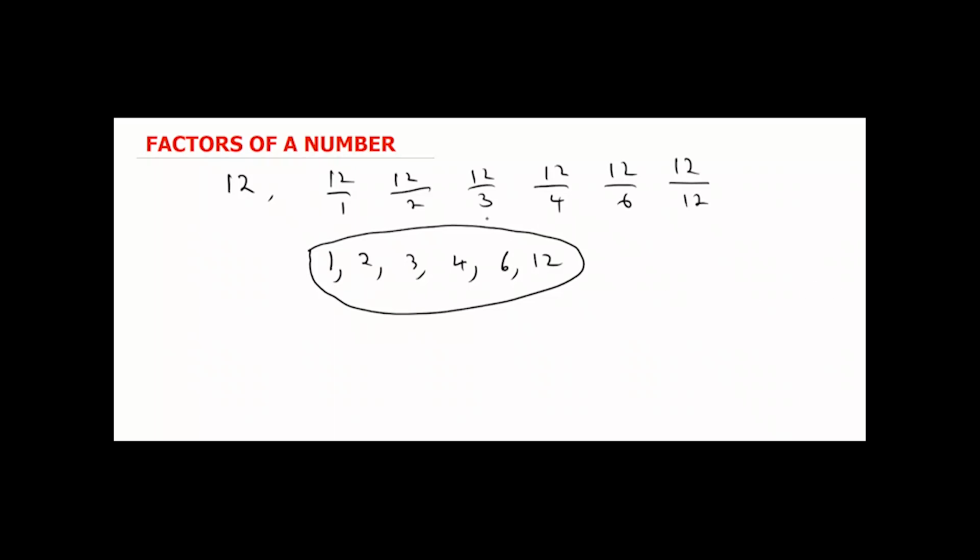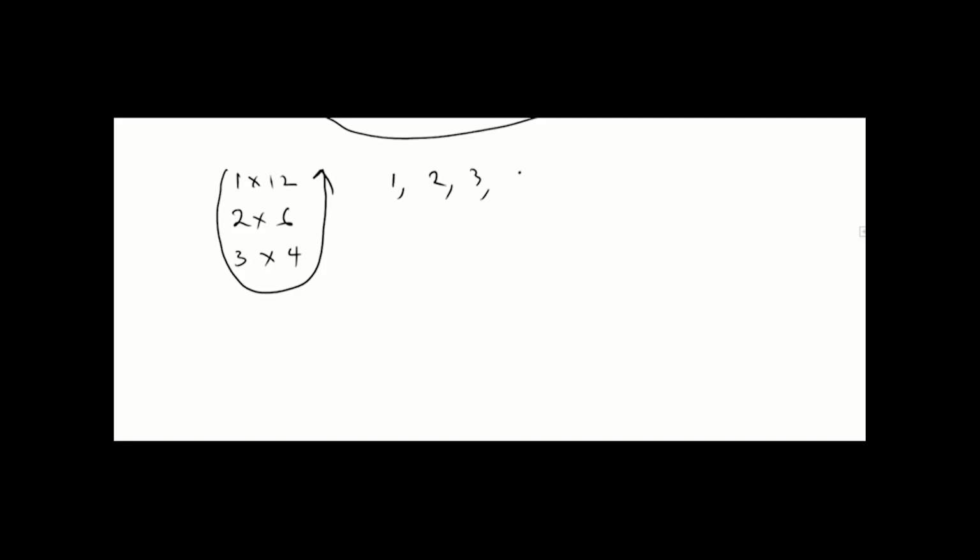If you don't want to use division, you can as well make use of multiplication to get the factors of 12. You just have to look at the products of numbers that give 12. Take for instance 1 by 12, 2 by 6, 3 by 4, and is there any product again? No. So the factors of 12 will be the following when you take it from this order: 1, 2, 3, 4, 6 and 12.